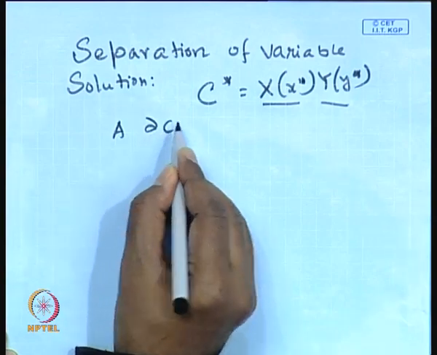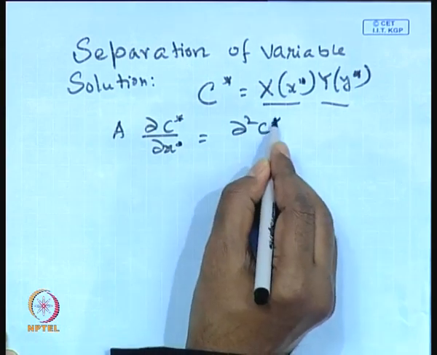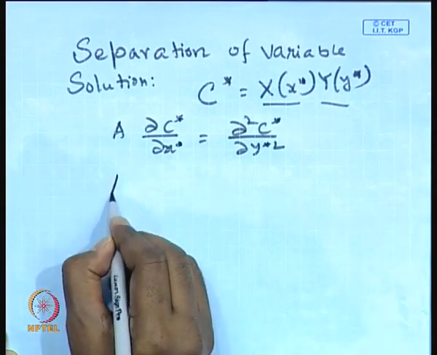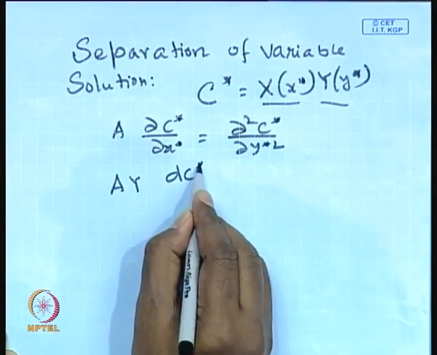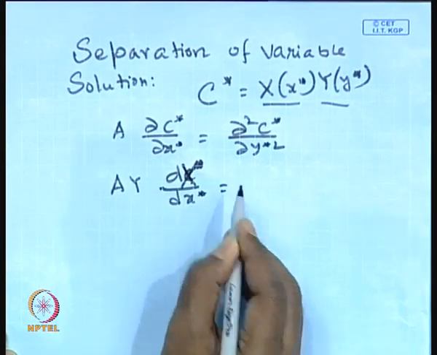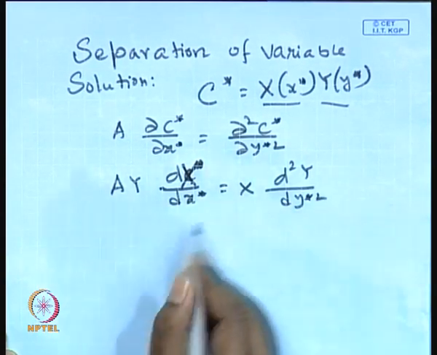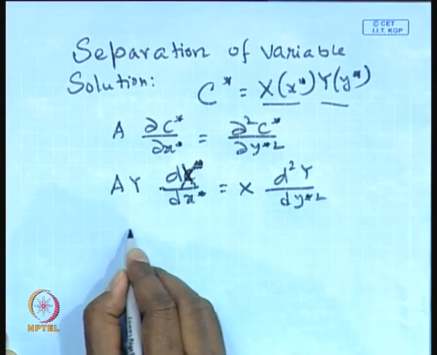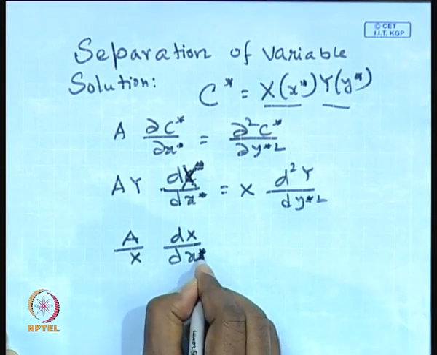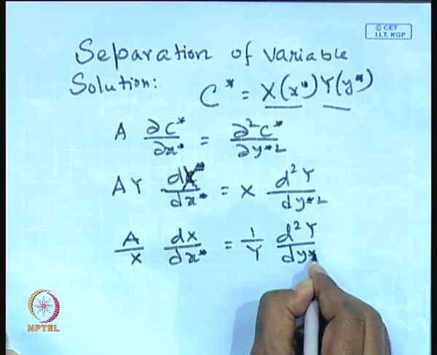Your governing equation was del c star del x star is equal to del square c star del y star square. Just put c star is equal to X into Y. So what you will be getting is Y dX dx star is equal to X d square Y d y star square. Just divide both sides by X Y, what you will be getting is 1 by X dX dx star is equal to 1 over Y d square Y d y star square.